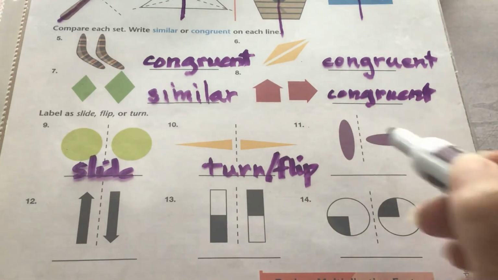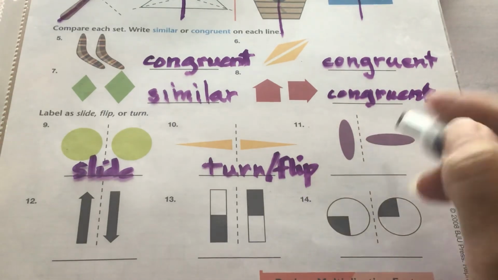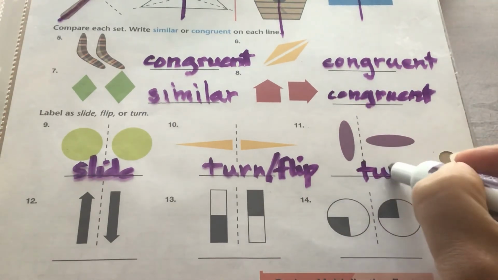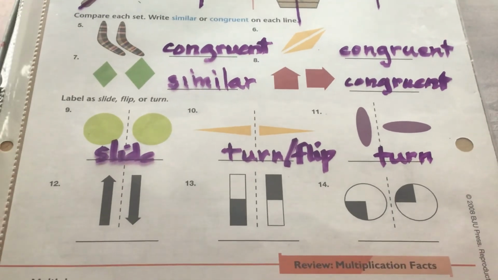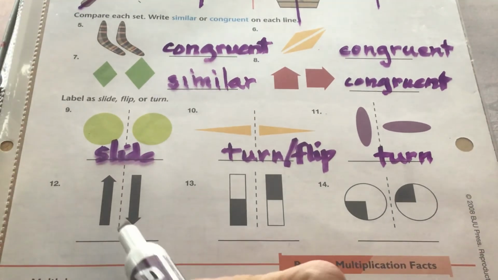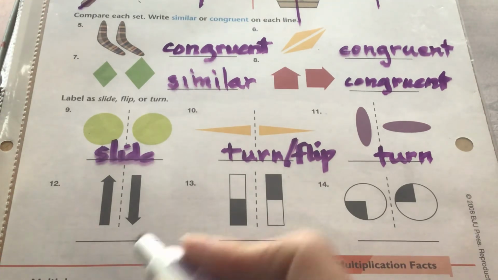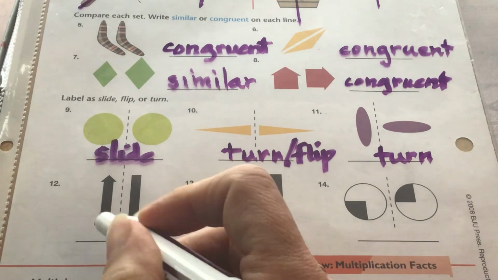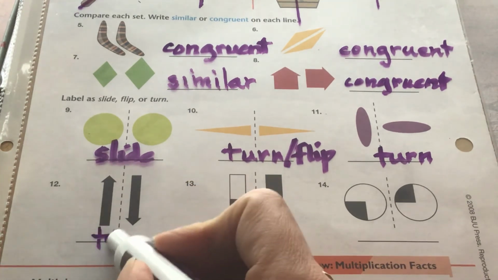All right. What about number 11? Again, same shape, it's just turned. So we would describe that as a turn. We'll come down to number 12. We have these two arrows. How would you describe that one? Right? Again, this is a turn.